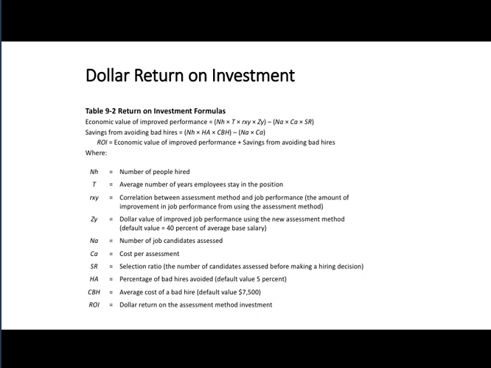You have the number of people that you hire, the average number of years that they stay in a position. It's the correlation between the assessment method and the level of performance, the dollar value of the improved job performance over using a new assessment method, the number of job candidates assessed, the cost per assessment, the selection ratio for that tool, the percentage of bad hires avoided, and the average cost of bad hires, the dollar return on your assessment value method. And what we're doing here, this is like a utility analysis basically.